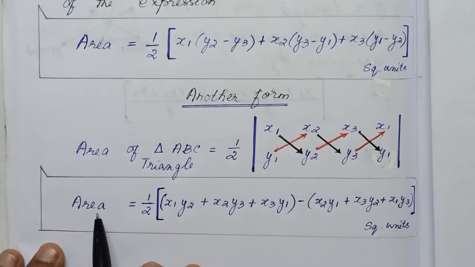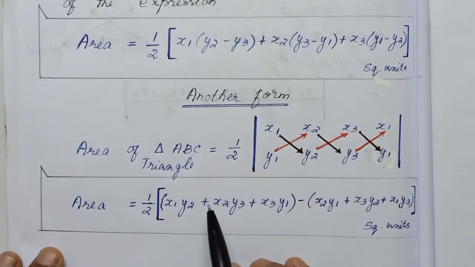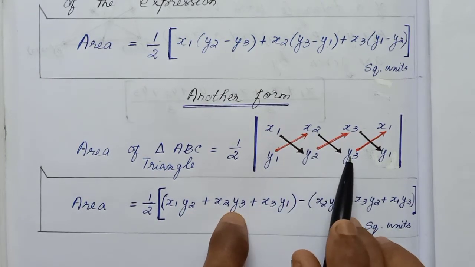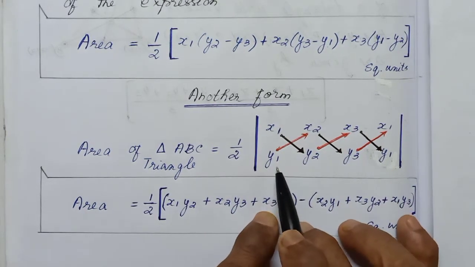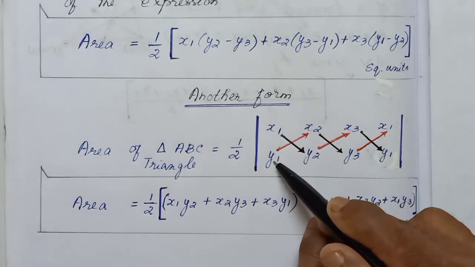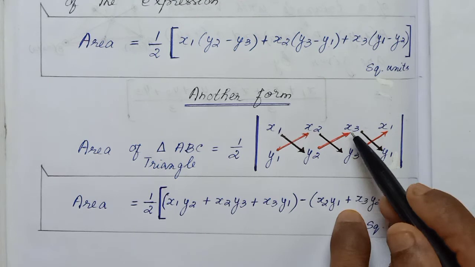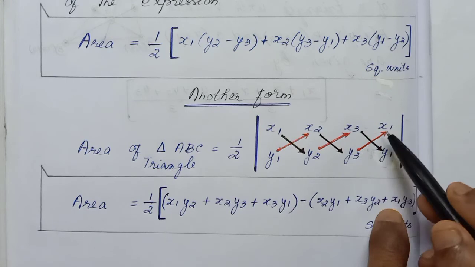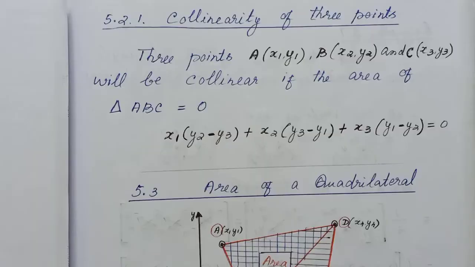How to form the formula? The area is equal to 1 by 2, x1 y2 plus x2 y3 plus x3 y1. Totally you put 1 minus, then you go for the next one: y1 into x2 plus y2 into x3, here y3 into x1. Put square units. Don't forget this one.